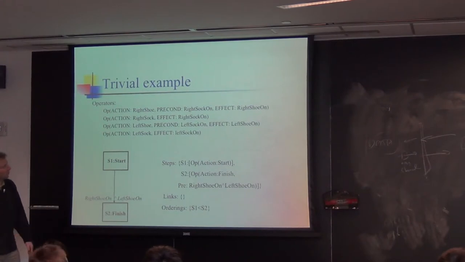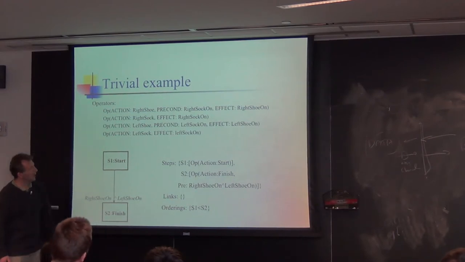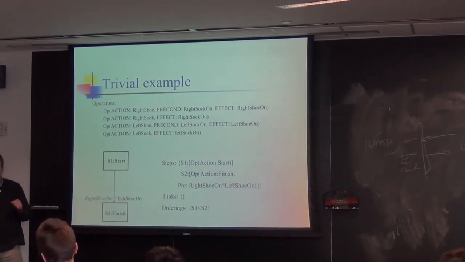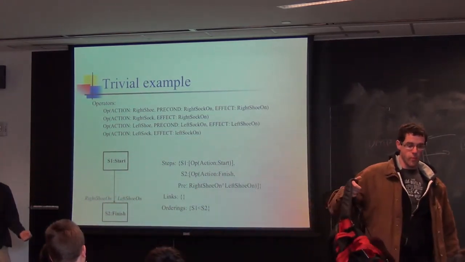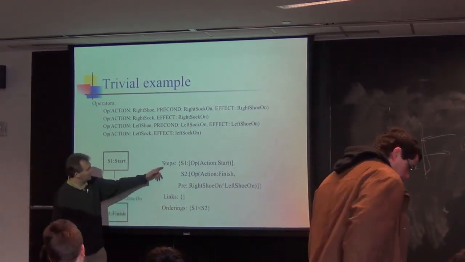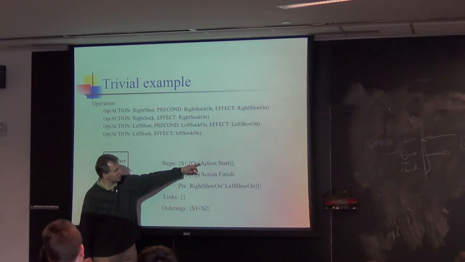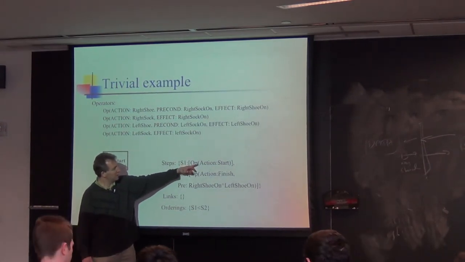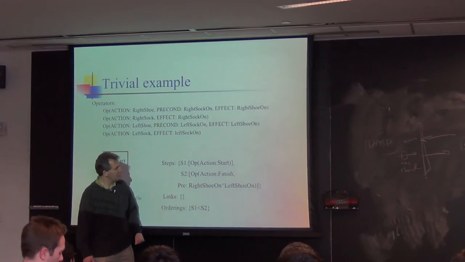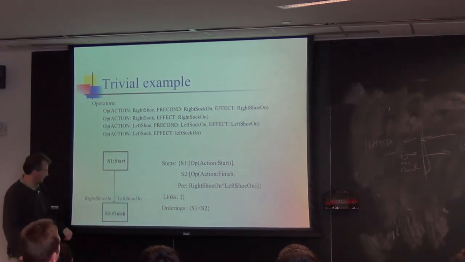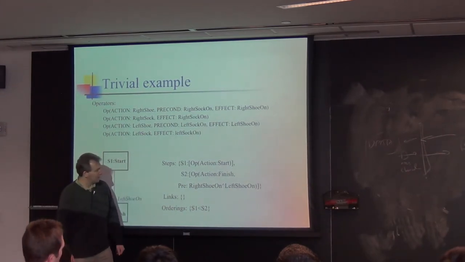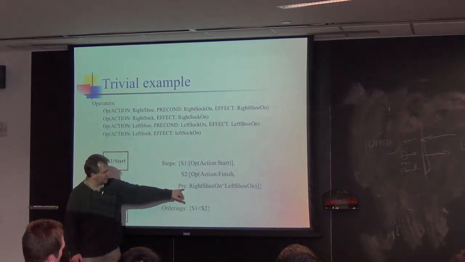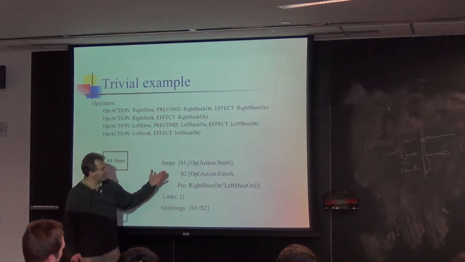So we've gone through this before, but really simply, this is just a simple thing where you have essentially four operators, and the four operators correspond to putting one sock on, putting the other sock on, and then once you have your socks on, you can put your shoe on, and you can put the other shoe on, right? And when you start off, you have steps here. You start off with your action start, and the goal is to get your right shoe on and your left shoe on, okay? That's going to be the preconditions on the goal state, and now you just kind of fill it in.